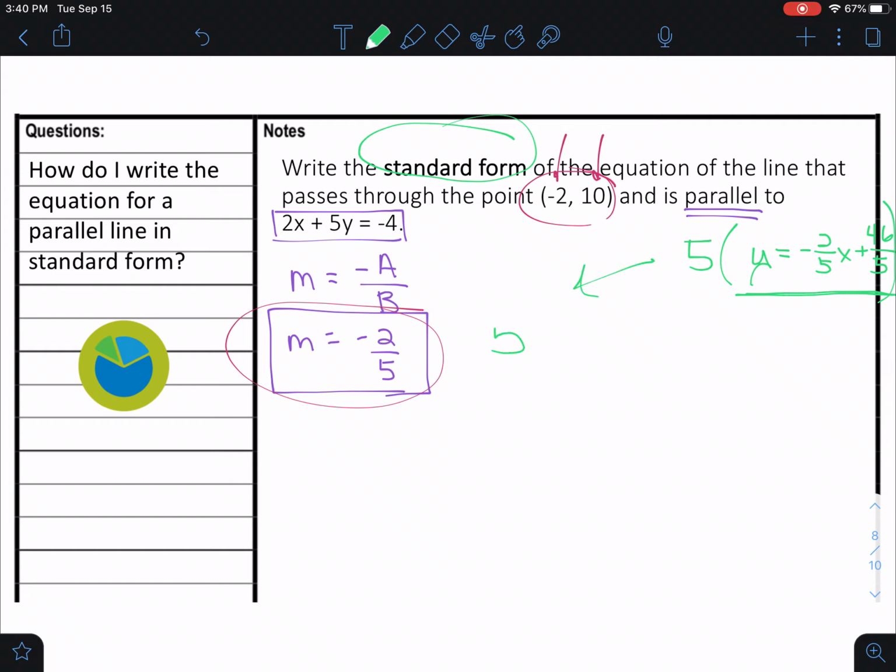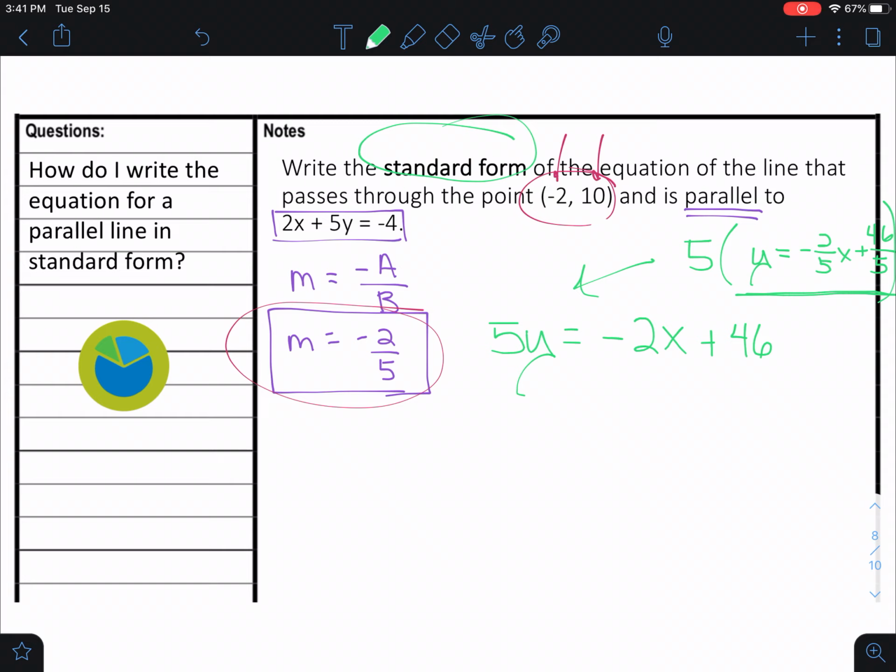So this would be 5y. I'm just distributing all the way through. So I'm going to take 5 times negative 2/5 x. The 5s are going to cancel, so I'm going to end up with negative 2x. And then I'm going to say, all right, what's 5 times 46/5? Again, the 5s are going to cancel, so I'm going to be left with plus 46. Now you could type that into your calculator if you want to be sure, but anyways, that's what we get.